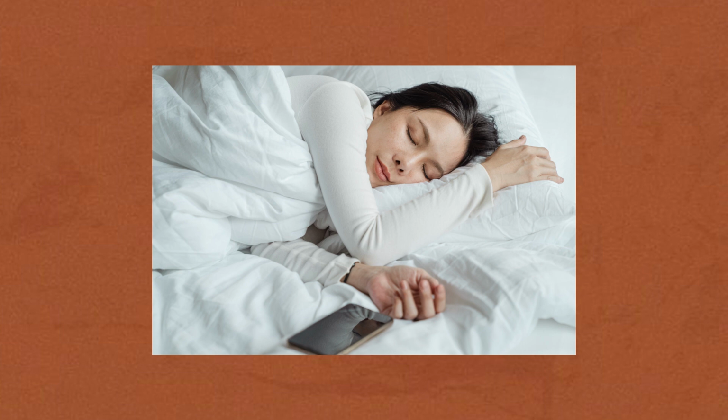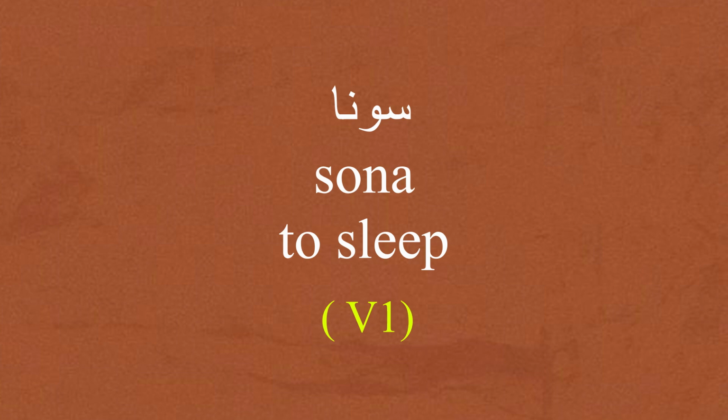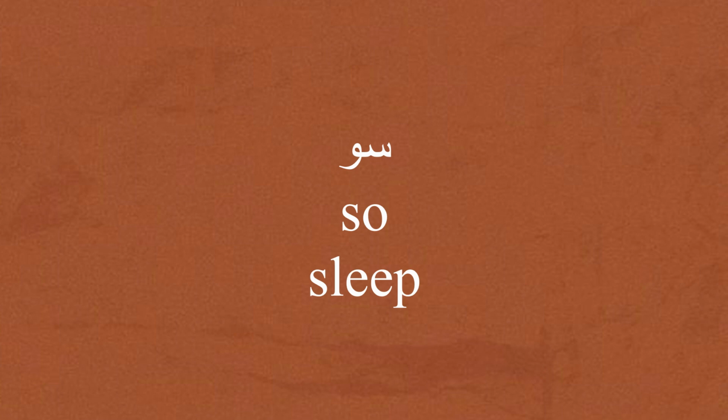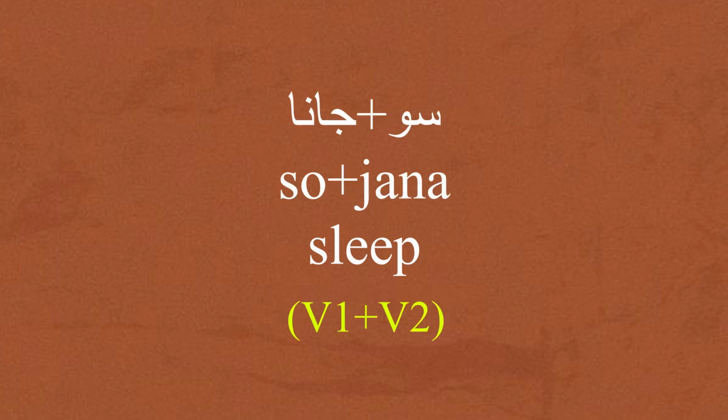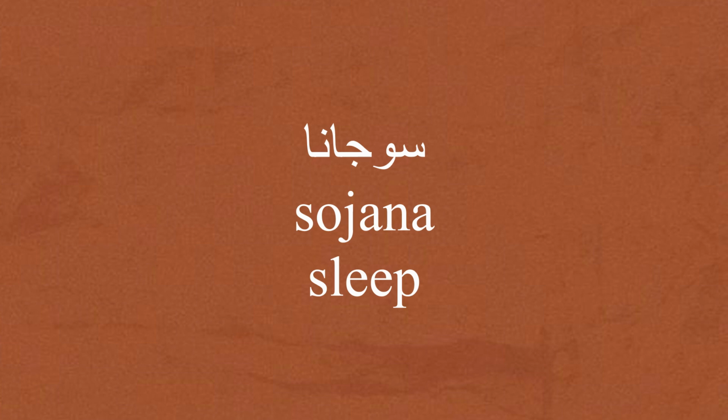So what you'll do is you'll take the main verb, which is sona. Sona is to sleep. You remove the na and you need the stem of this verb, which is so. Now you'll take the auxiliary verb jana and attach so with it, and the compound verb will be made. The compound verb is so jana. And here jana has no meaning. It's just there to add a nuanced meaning.